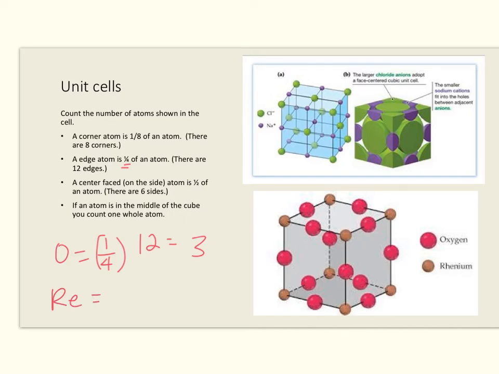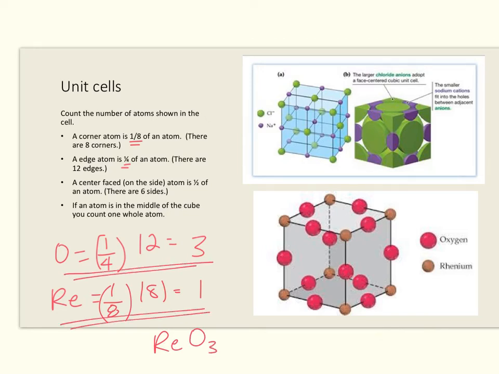we've got 1, 2, 3, 4, 5, 6, 7, 8, and they're on a corner. So on a corner, it's only 1/8 of an atom that is actually sitting in the cube. So 1/8 times 8 is equal to 1. And so this would be ReO3 because there's 3 oxygens for every single rhenium.